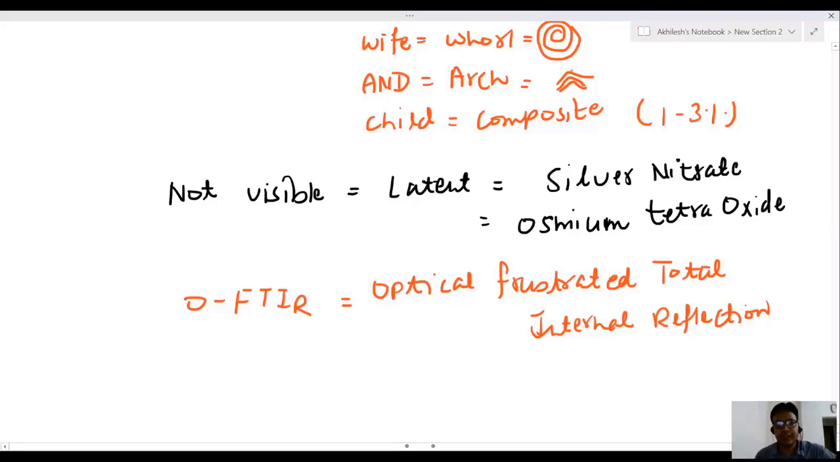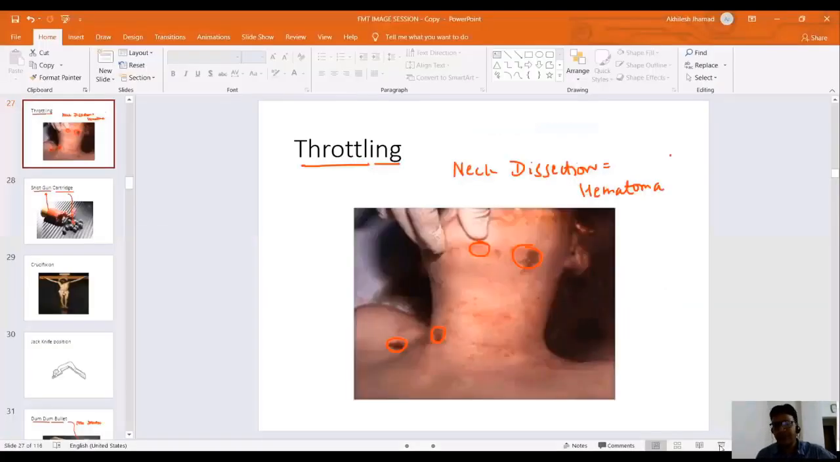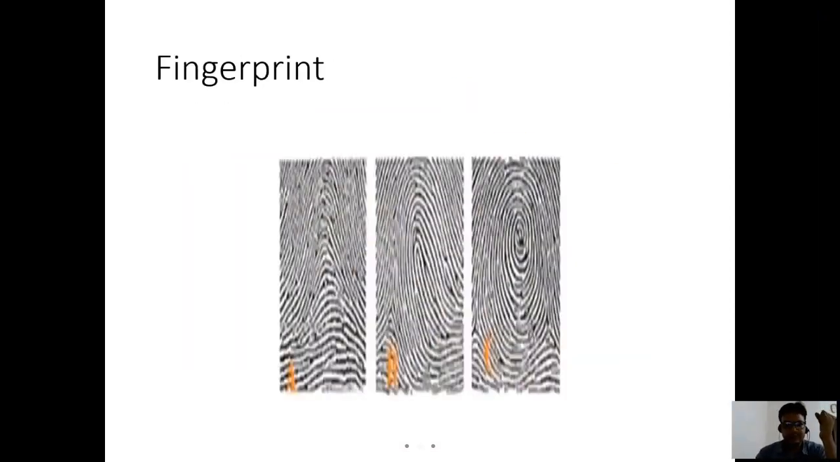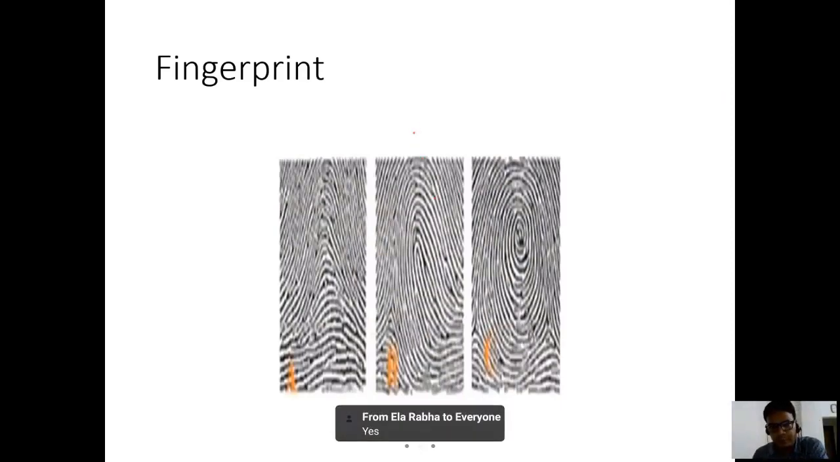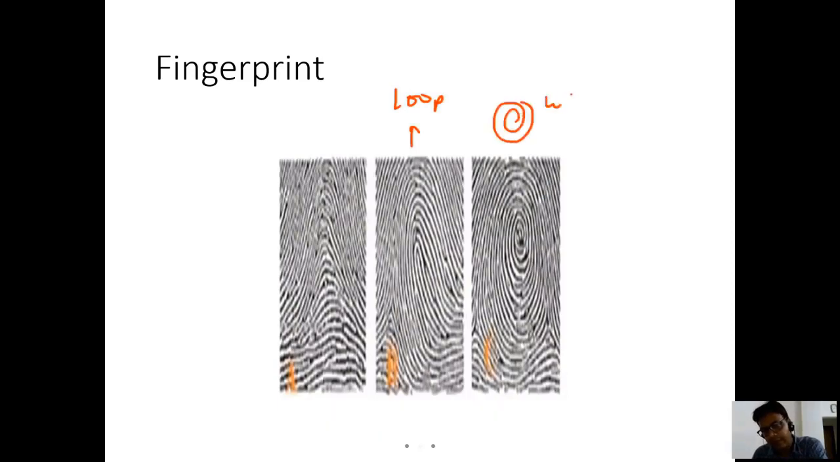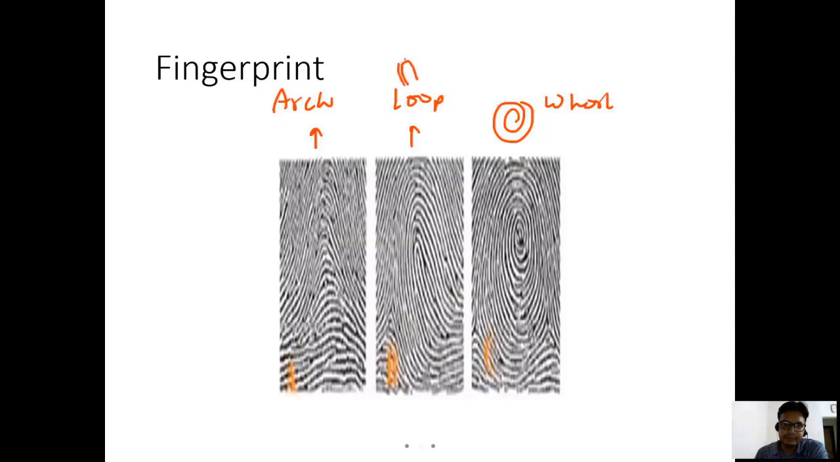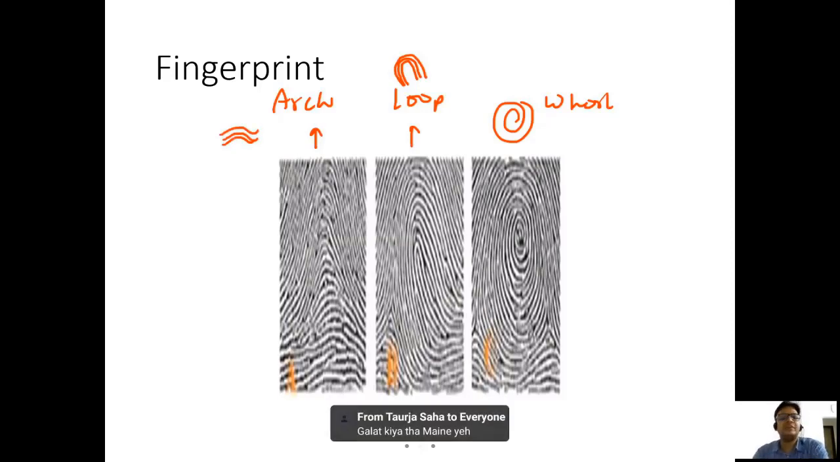Chalo, first I will show you the picture, then I will ask you some questions. See, this picture comes in exam. I think this picture came in recent exam. This is loop variety. This is whorl variety. This is arch variety. And I think the question was arch variety.